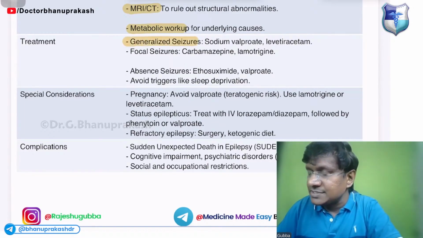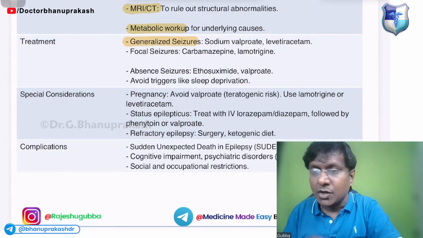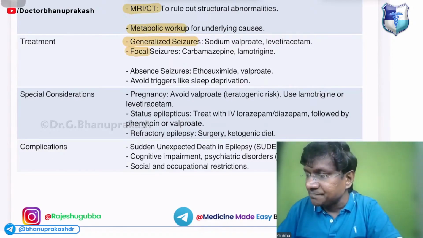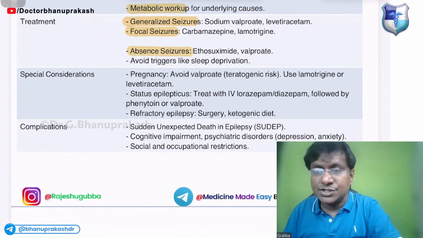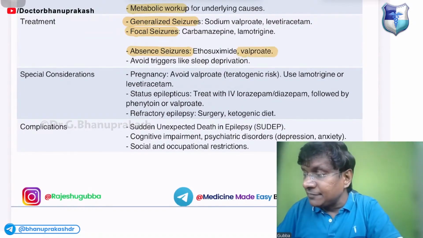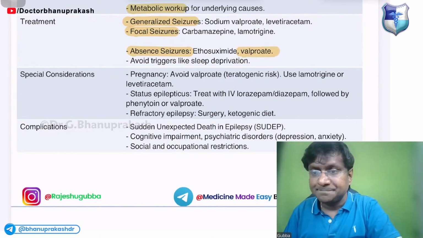For generalized seizures, the drug of choice will be sodium valproate. Alternative molecule will be levetiracetam. For focal seizures, the drug of choice will be carbamazepine, and alternative will be lamotrigine. And absence seizures, less than 4 years, you need to give ethosuximide. And after 4 years, you need to give valproic acid.